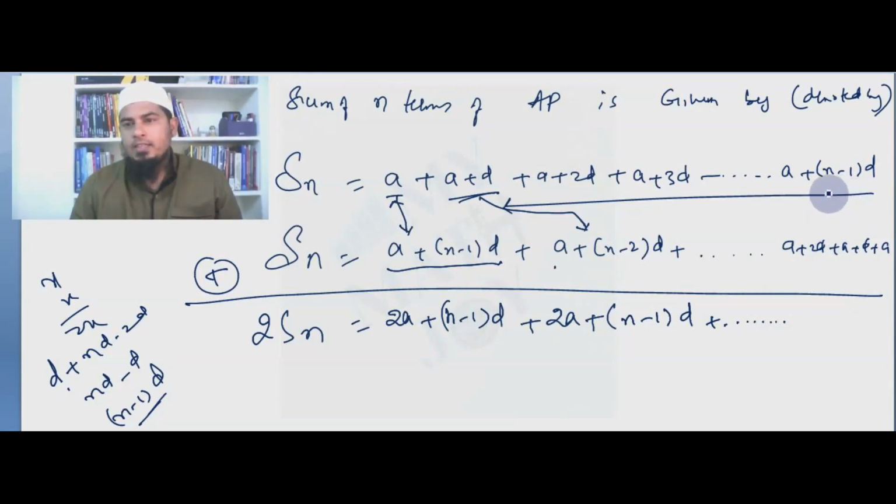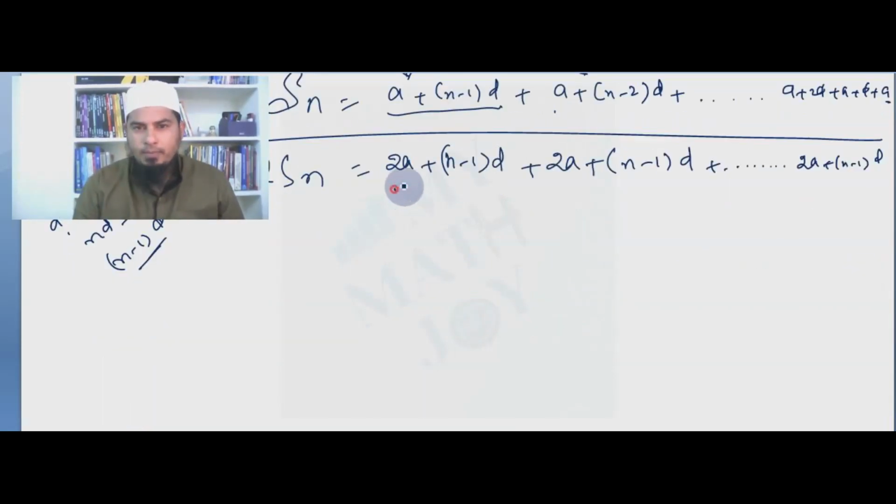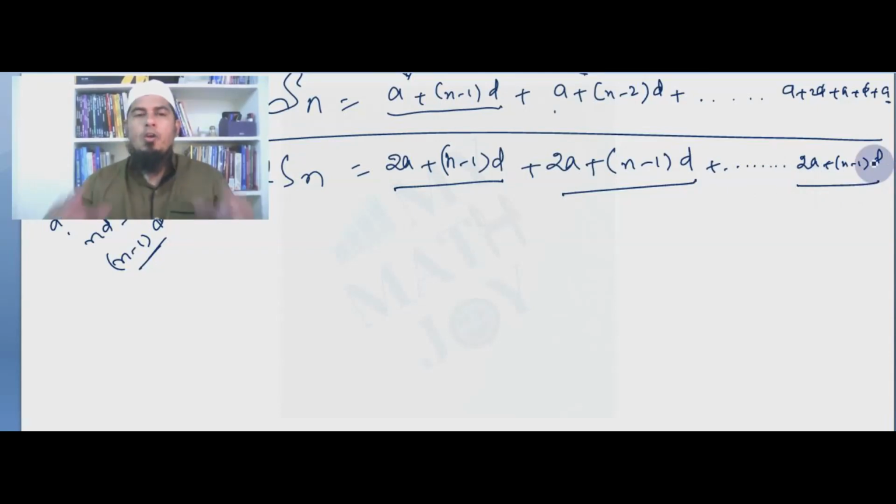At last, the last term is a plus n minus 1d, and the first term is only a. If you add again, you'll get 2a plus n minus 1 into d. So every time you got 2a plus n minus 1d, 2a plus n minus 1d, 2a plus n minus 1d. How many such 2a plus n minus 1 into d will you get? You will get exactly n number of 2a plus n minus 1 into d.